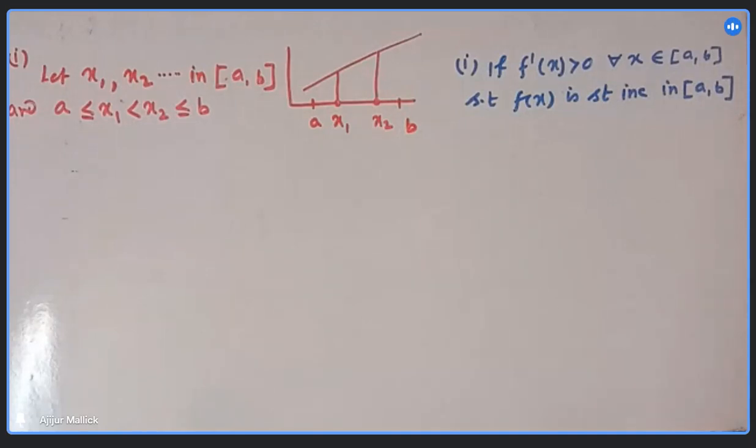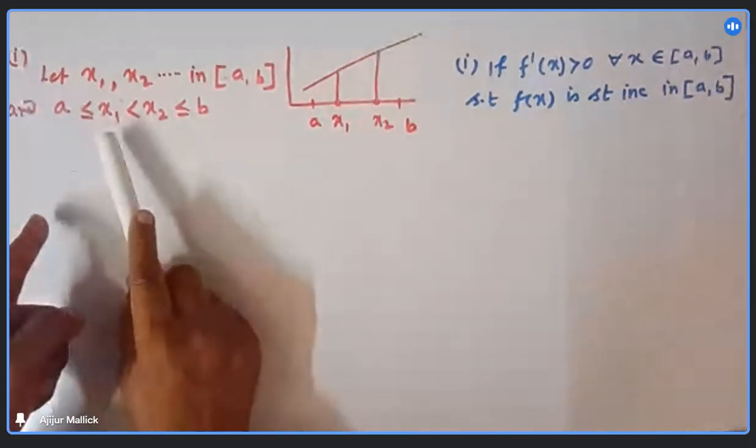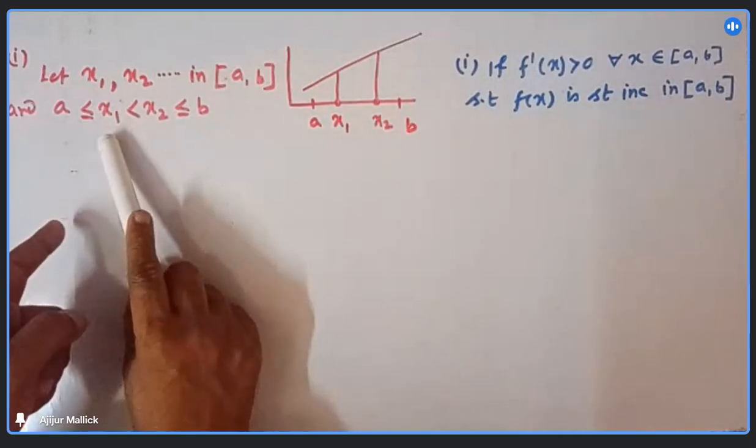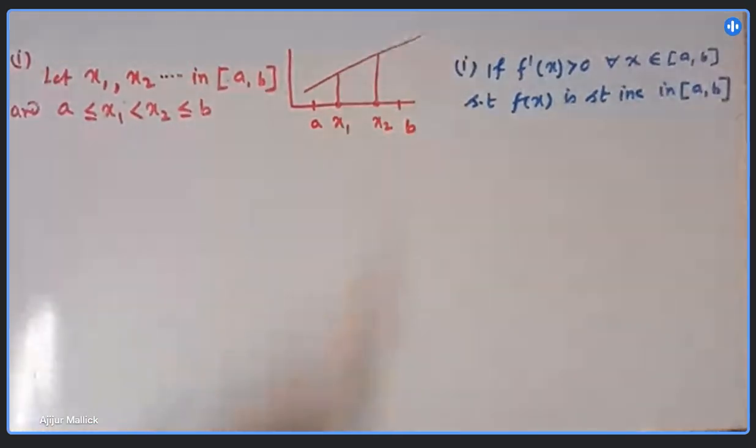A is less than or equal to x1, less than x2, less than or equal to B. Here I shall show that the function f(x) satisfies all conditions of LMVT in the closed interval [x1, x2]. We shall show this.